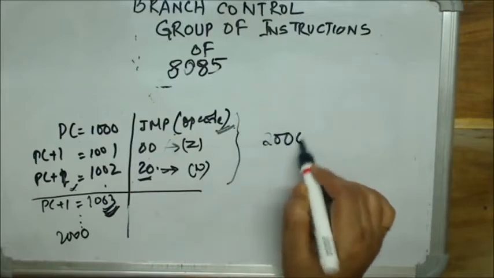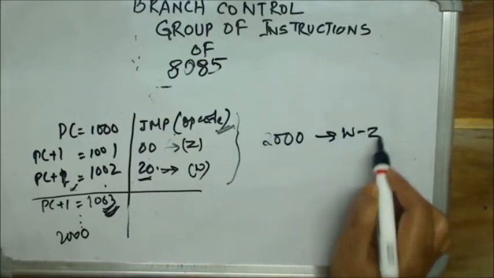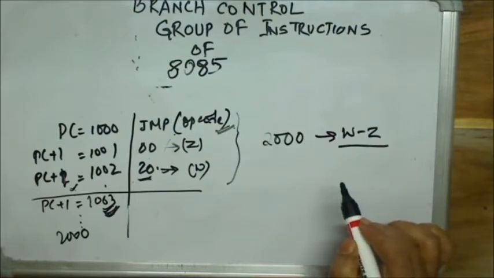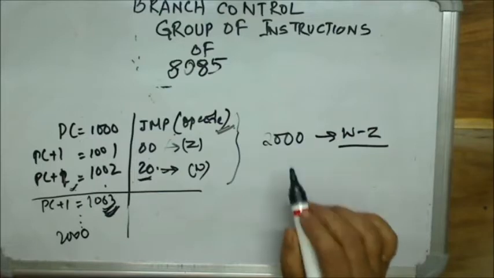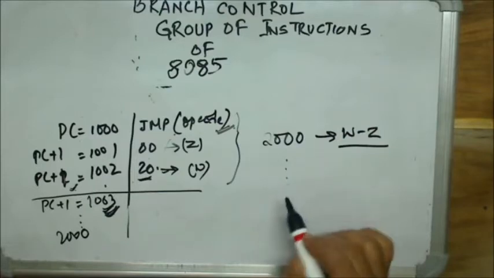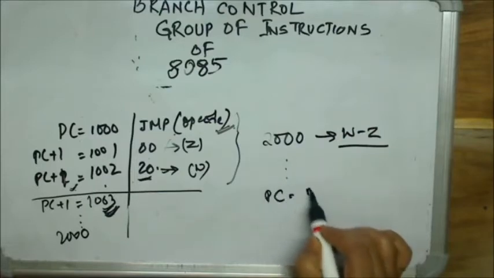So 2008 is temporarily stored in the WZ register pair. Okay, so are you clear up to this? So now the microprocessor sees this is a jump instruction. Jump means that the program counter has to get a new value.